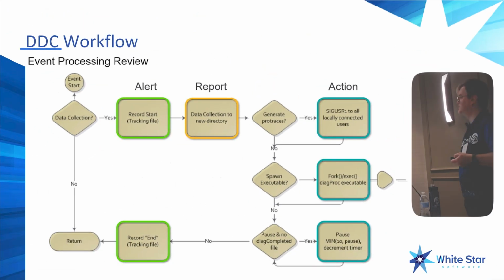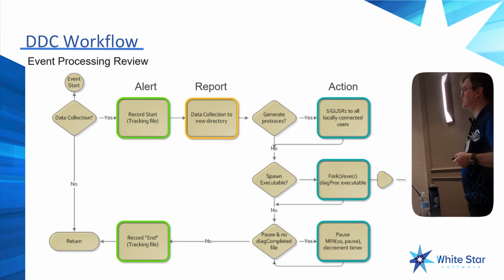So I borrowed this diagram from Progress. In a nutshell, it shows the workflow that the database goes through when this feature is enabled. When an event happens, let's say it's a lock table overflow, it looks to see whether you have enabled data collection. If so, it adds a line item to the tracking file saying this event started, and here's the directory where it is. If protraces are to be generated, then it sends a SIGUSR1 to each of the client processes. If we're running a custom script, then it forks that, or executes it on Windows.